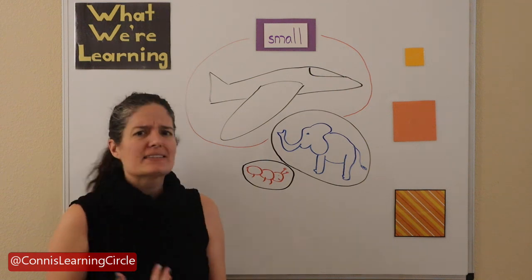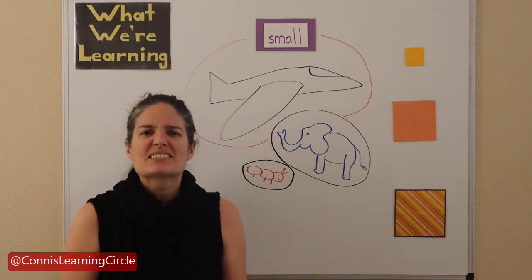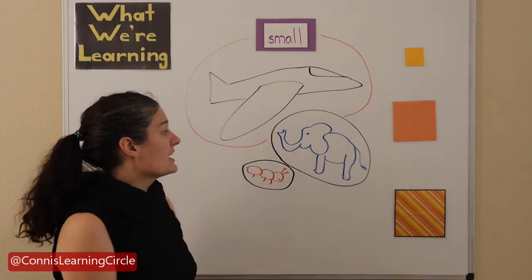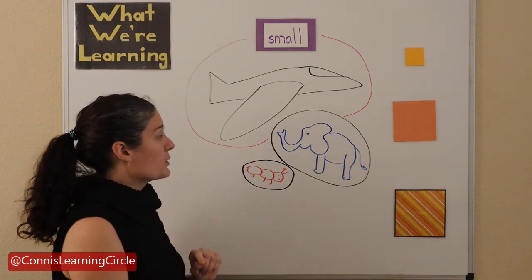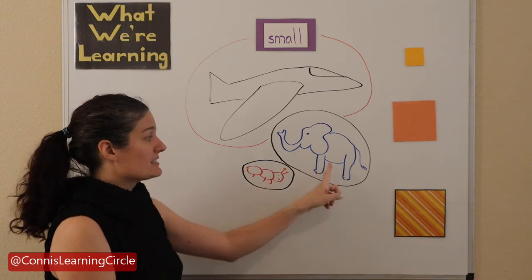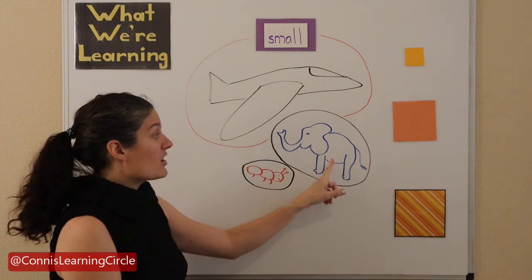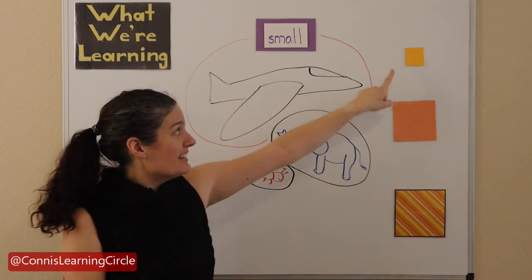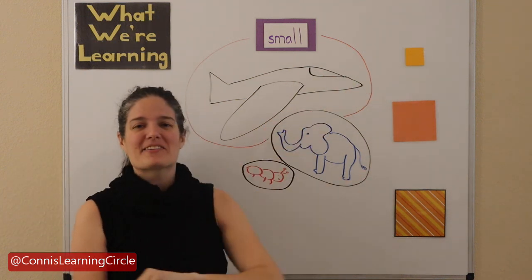And you helped us think about all of the different small things that we know all around us, and you helped us look at our drawings on the board and see that our ant is smaller than our elephant, but our elephant is smaller than our airplane. And you helped me find our small square over there.